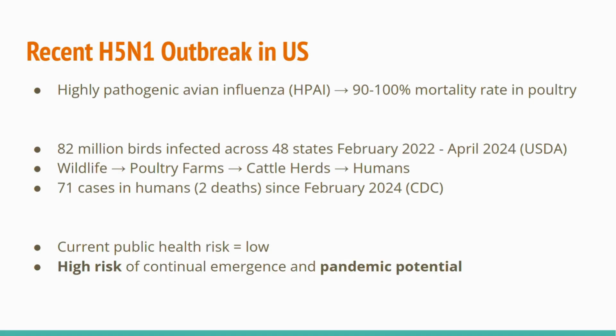It goes from wildlife to poultry farms to cattle herds and eventually to humans. There were 71 cases in humans and 2 deaths since February 2024. The current public health risk is pretty low, but there's a high risk of continual emergence and pandemic potential.